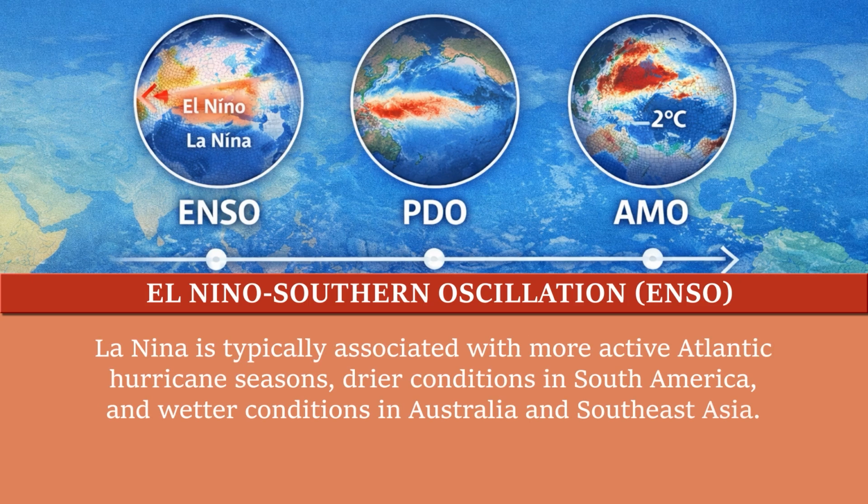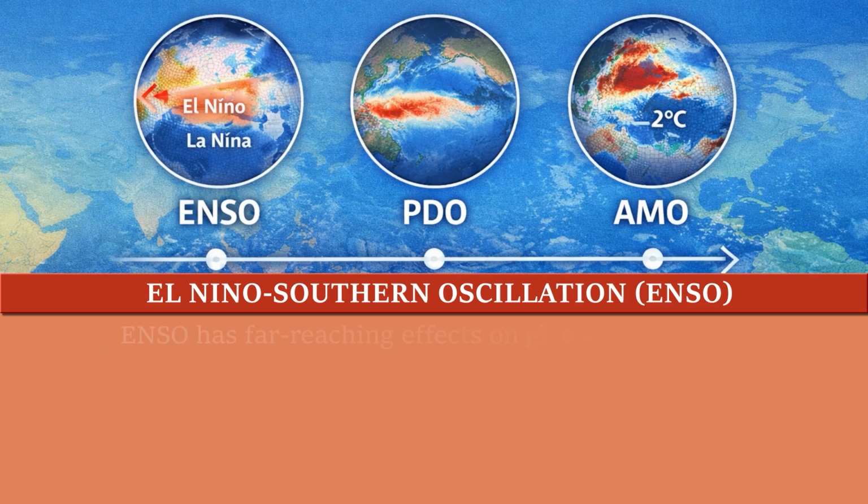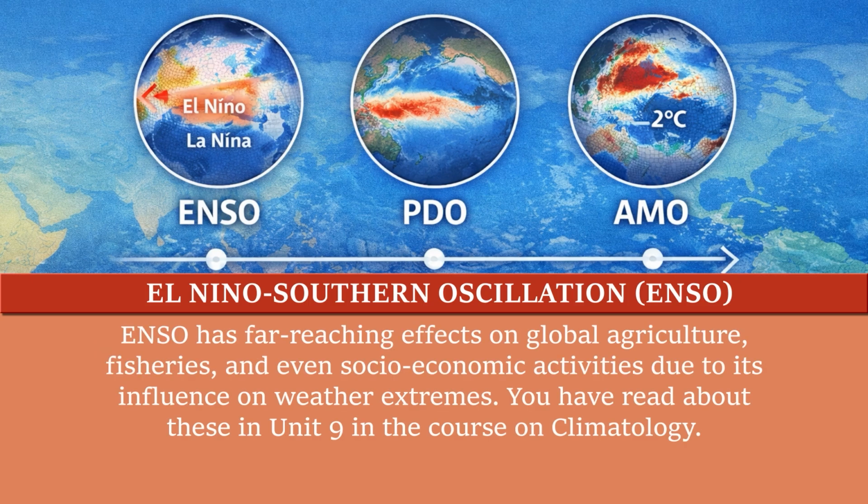La Nina is typically associated with more active Atlantic hurricane seasons, drier conditions in South America, and wetter conditions in Australia and Southeast Asia. ENSO has far-reaching effects on global agriculture, fisheries, and even socio-economic conditions due to the influence of weather extremes. You have read about this in Unit 9 in the course on climatology.